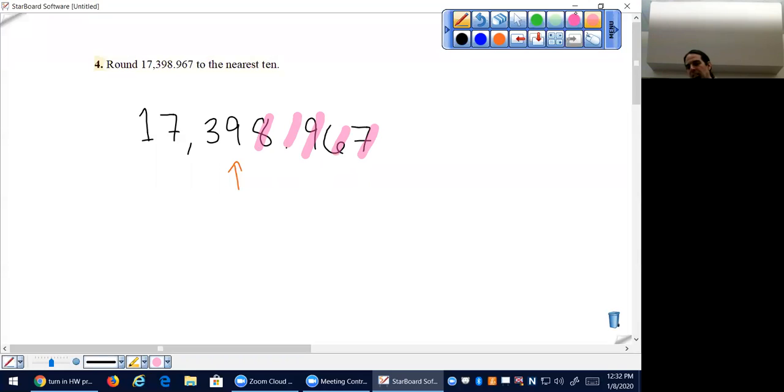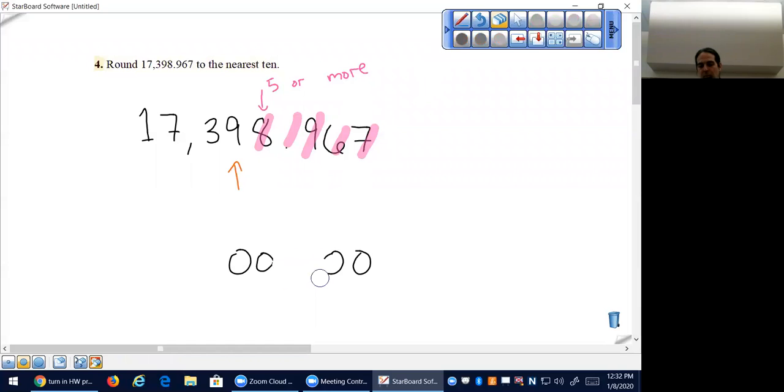I look at the biggest thing I get rid of. Is that 5 or more? Yes. So that means I have to take the 9 and change it to a 10. When I do that, everything else turns to 0, and I don't actually have to write any of the decimals. And I can't just take the 9 and make it a 10. What do I do? You take the 3 and make it a 4. Yeah, take the 3, make it a 4, and we're done.